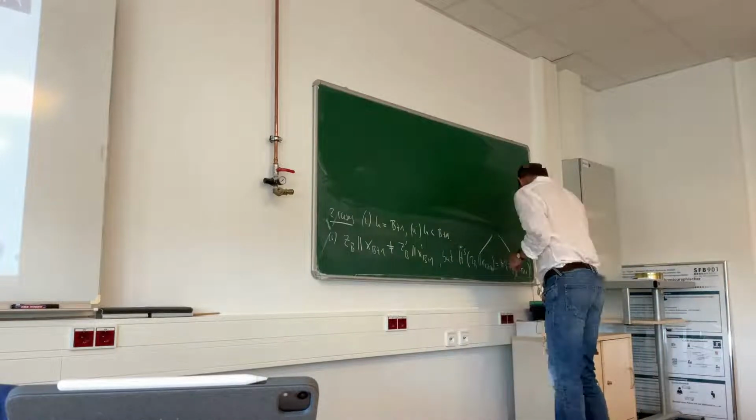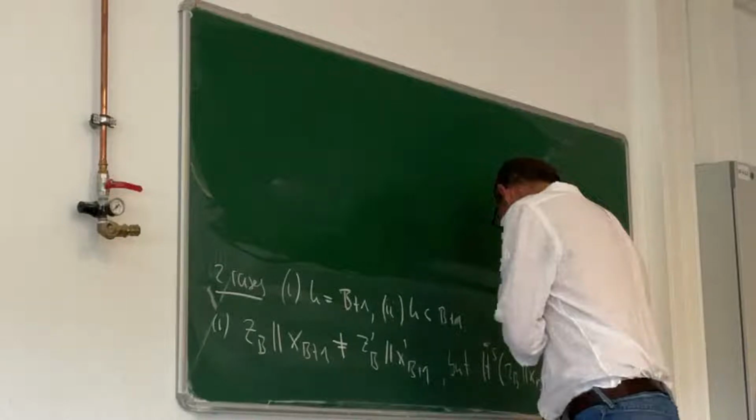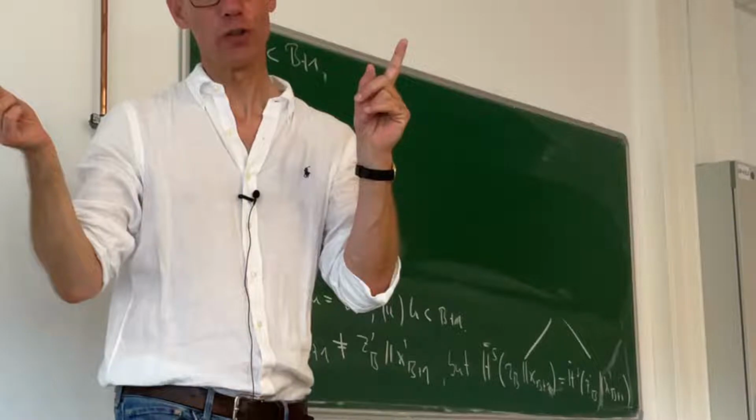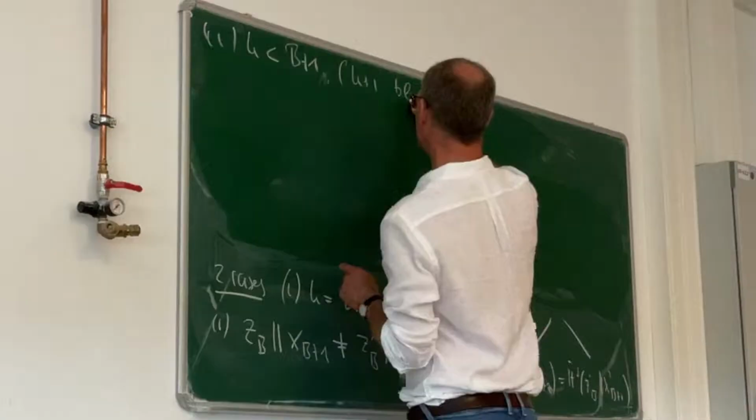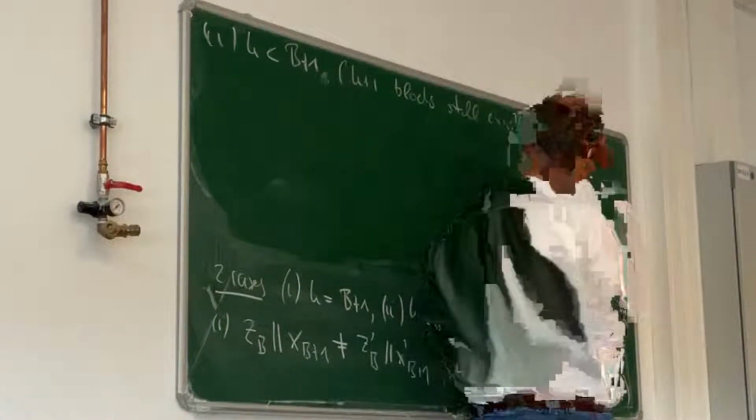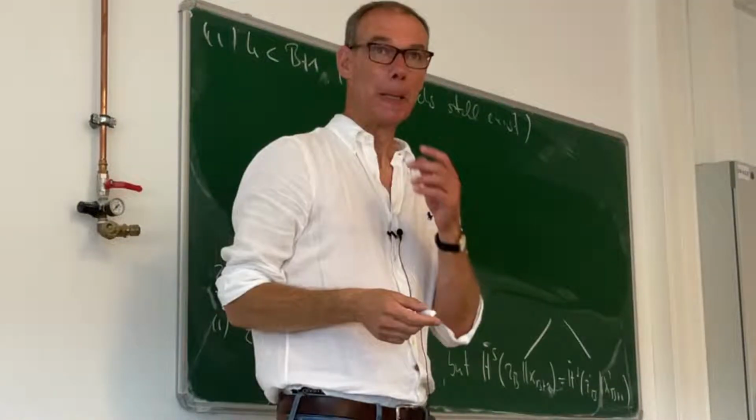So now let's collect all the information that we have. So case 2, k is strictly less than b plus 1, which implies that the k plus first block still exists. So, yeah. Right? So what do we know?